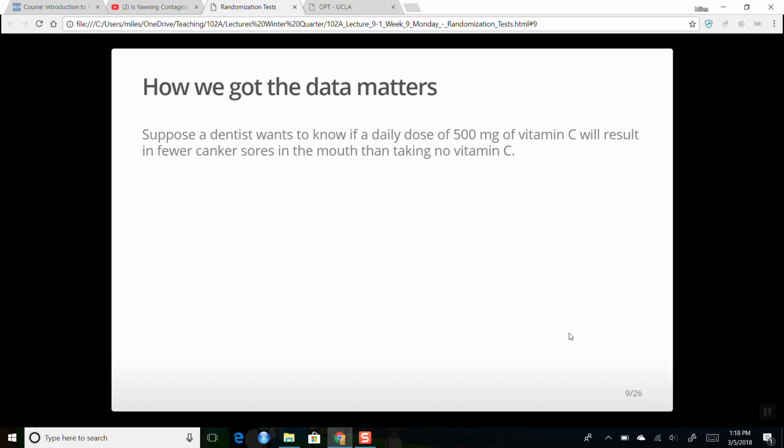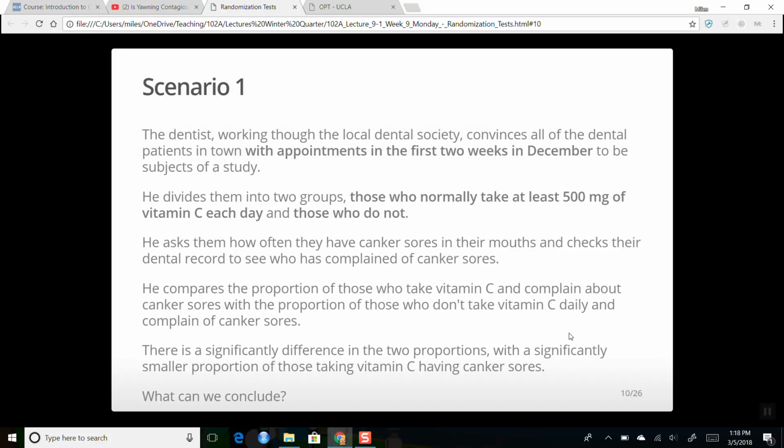So let's say we have some kind of study we want to do. Suppose a dentist wants to know if a daily dose of 500 milligrams of vitamin C will result in fewer canker sores in the mouth than taking no vitamin C, okay? So sometimes people get canker sores in their mouth, and we want to know if taking vitamin C will reduce that. Okay, so here is scenario 1, right?